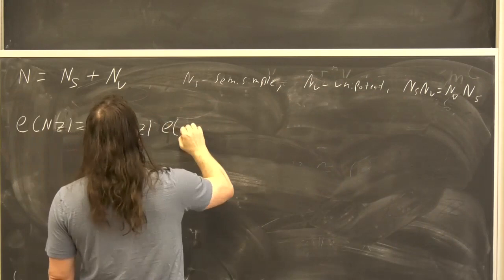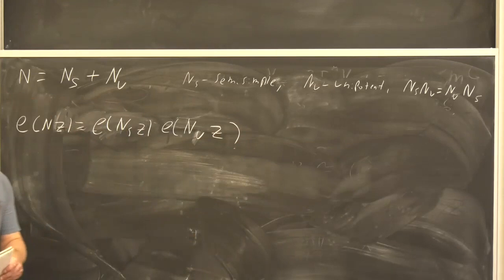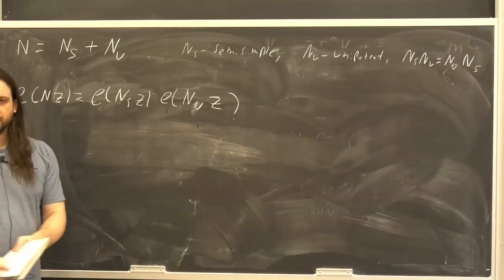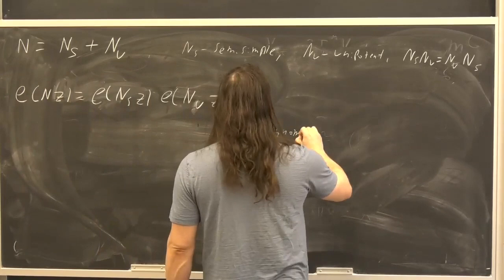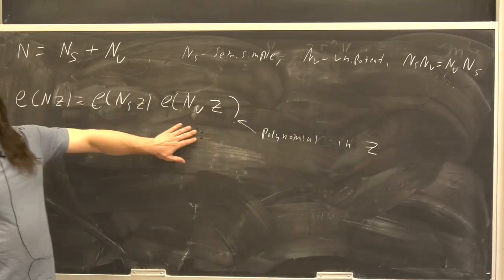Okay, now what do these two functions look like? Well, exponentiating a unipotent matrix is just a polynomial function. This is literally polynomial in z. This is a very well-controlled function. It's small and certainly definable and whatever you like. Now, what about this guy?